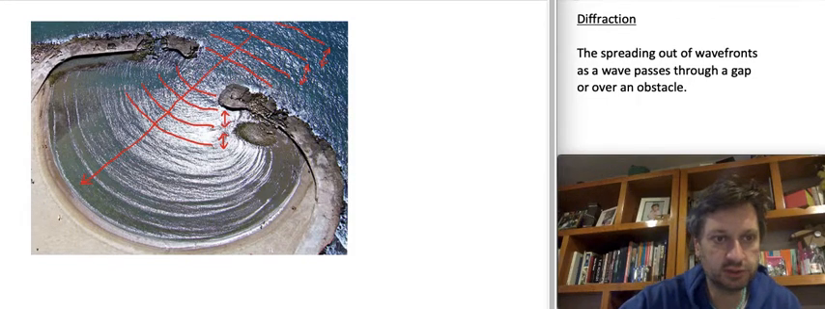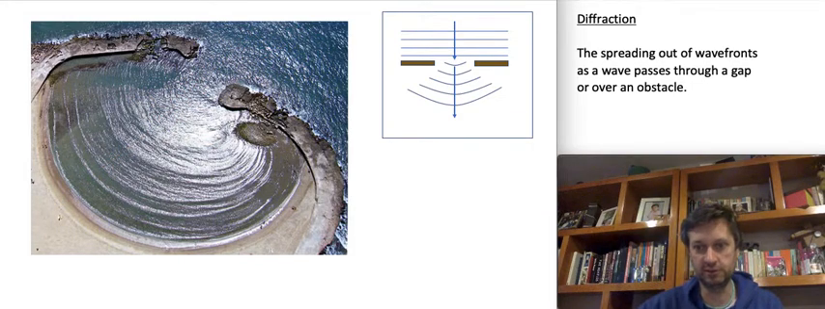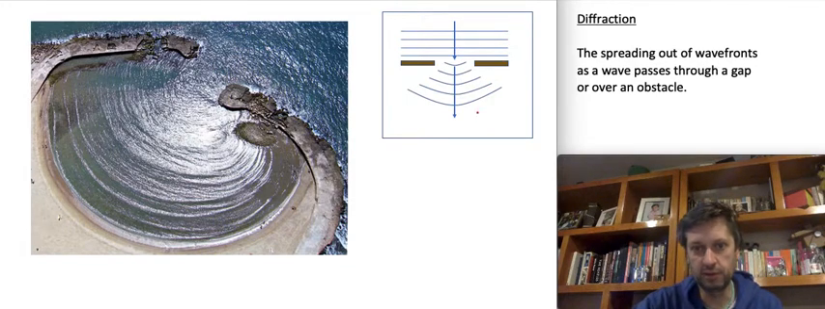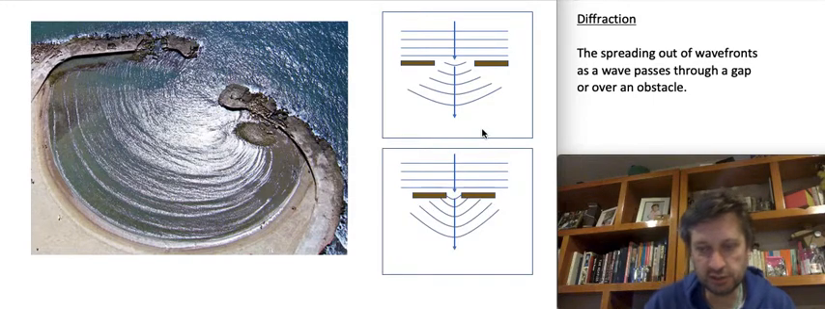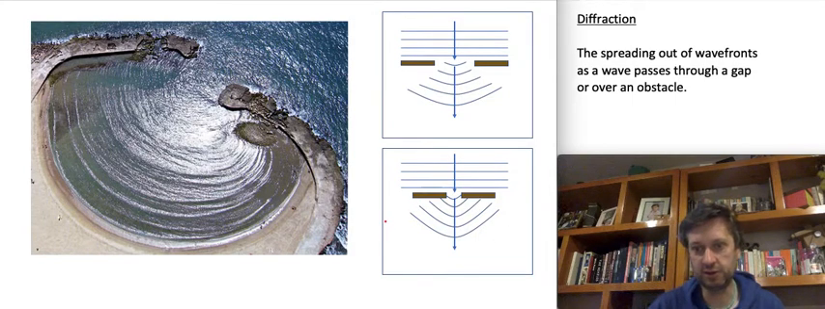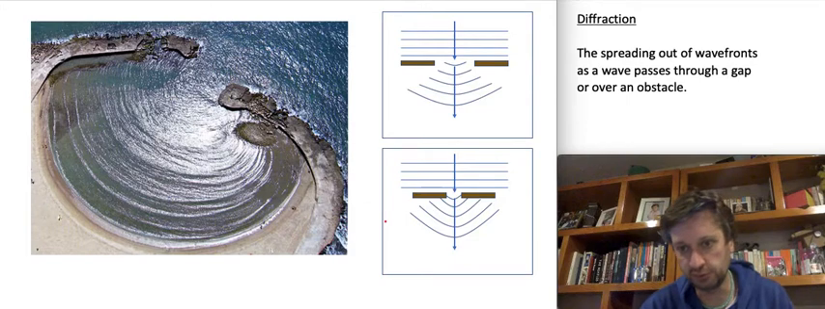I've tried to show this a bit more clearly in a little diagram I've drawn here. You can see wavelength stays the same, but you get the bending of the wavefronts and diffraction. However, in the second diagram, I've reduced the size of the gap, and now the size of this gap is much closer to the size of one wavelength, and therefore you get much bigger diffraction, much more bending of the wavefronts.